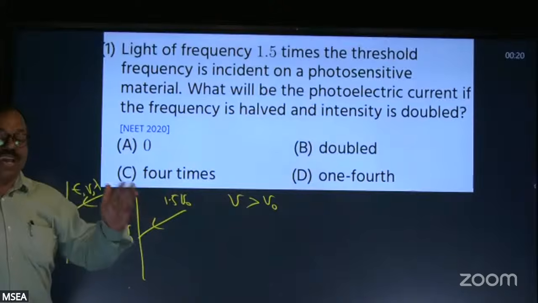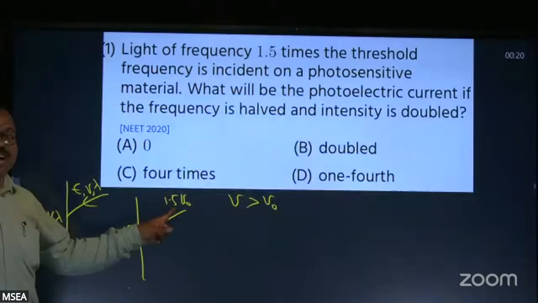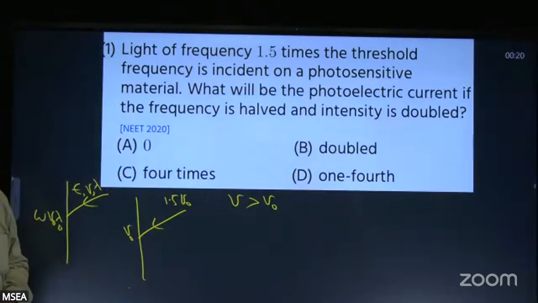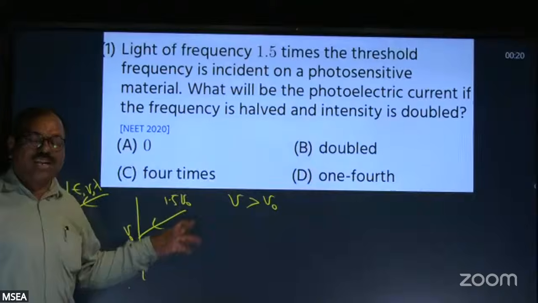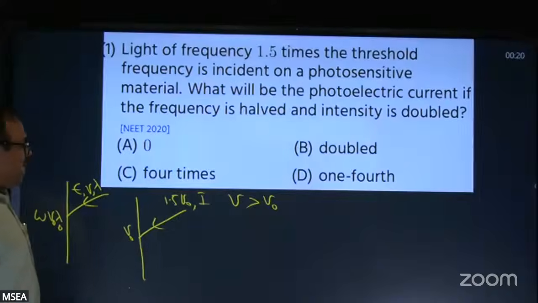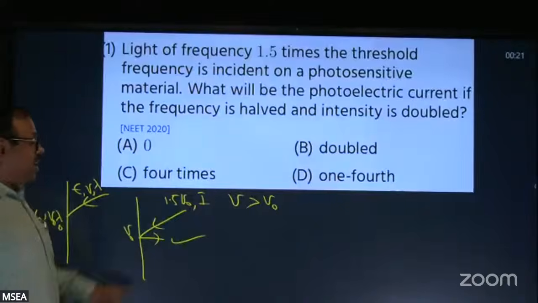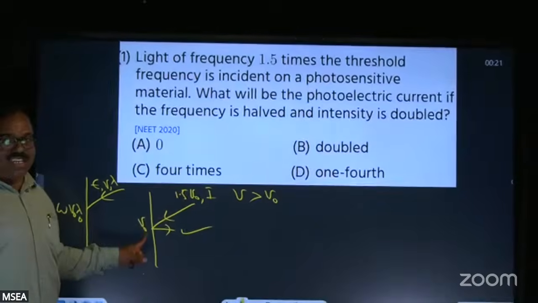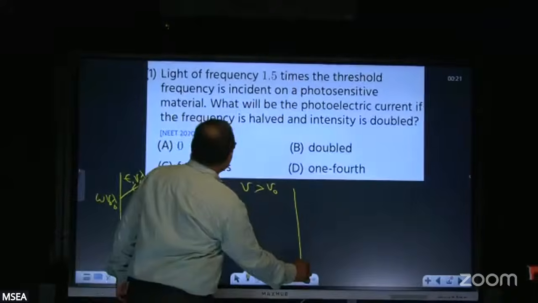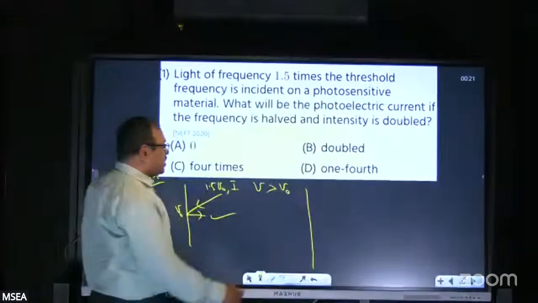So the energy should be greater than the work function, or the frequency falling on it should be greater than the threshold frequency. That should be the first condition. Intensity comes afterwards, but first we have to satisfy this condition. After that only we go to the intensity. Let us take the intensity given as I here. Then photoelectrons are emitted, because the frequency is more than the threshold frequency. Now what is it saying? What will be the photoelectric current if the frequency is halved and intensity is doubled?